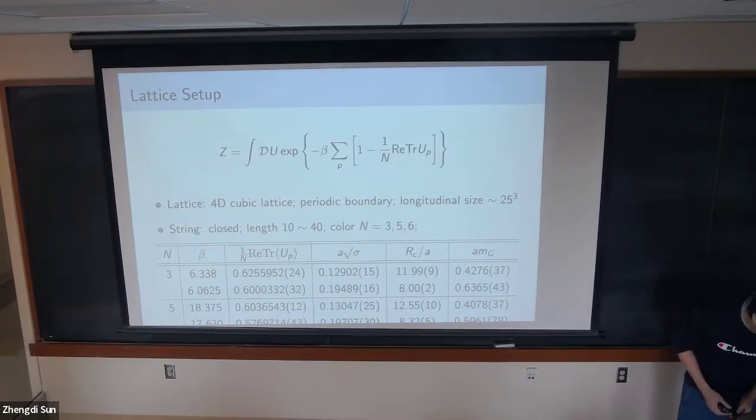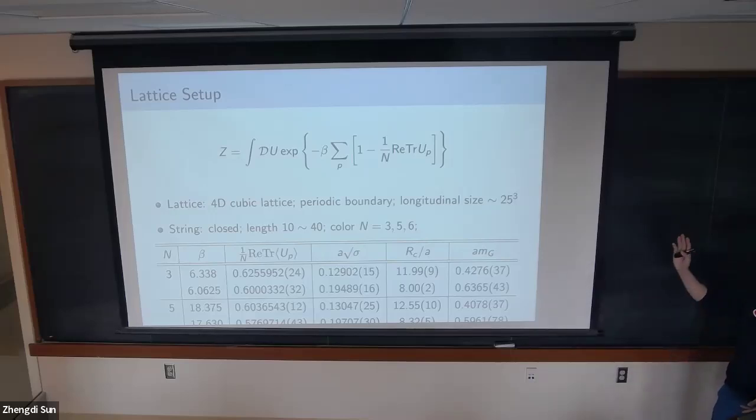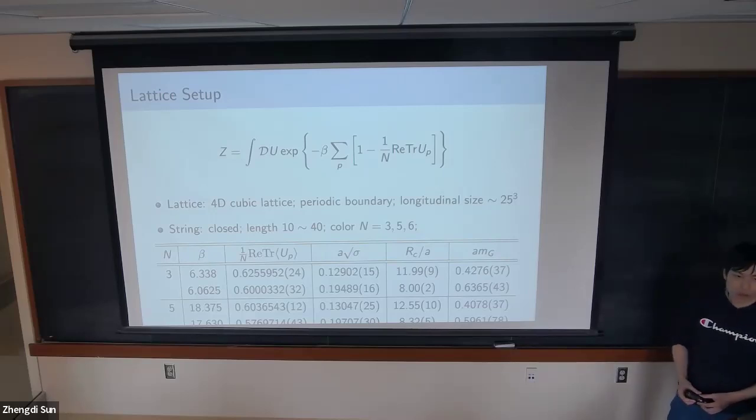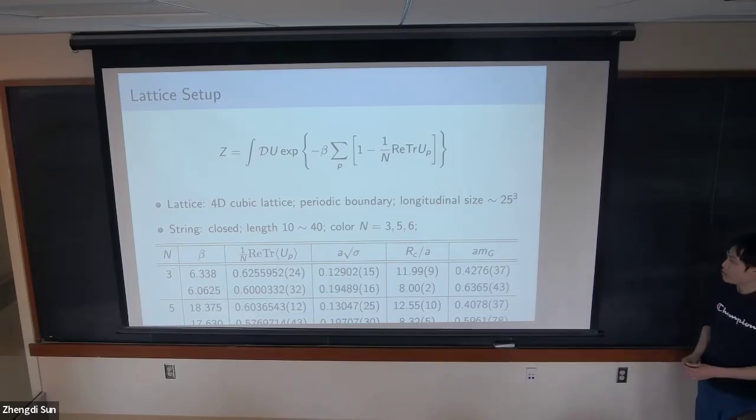We use the Wilson action, the normal one with one coupling beta. In 4D, we use a cubic lattice with periodic boundary conditions. Here I also show you some lattice parameters like the lattice size. In this work, I will focus on confining strings that wind around one spatial circle, which is protected by the one-form symmetry. We have N equals 3, 5, 6 colors, where we computed the spectrum.